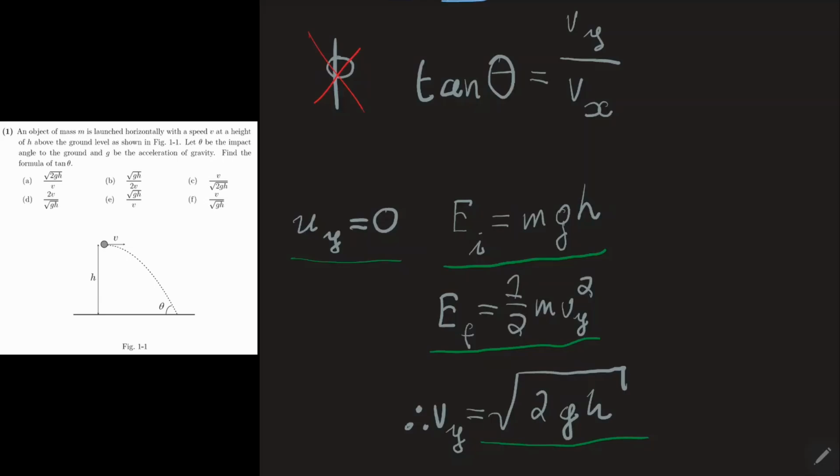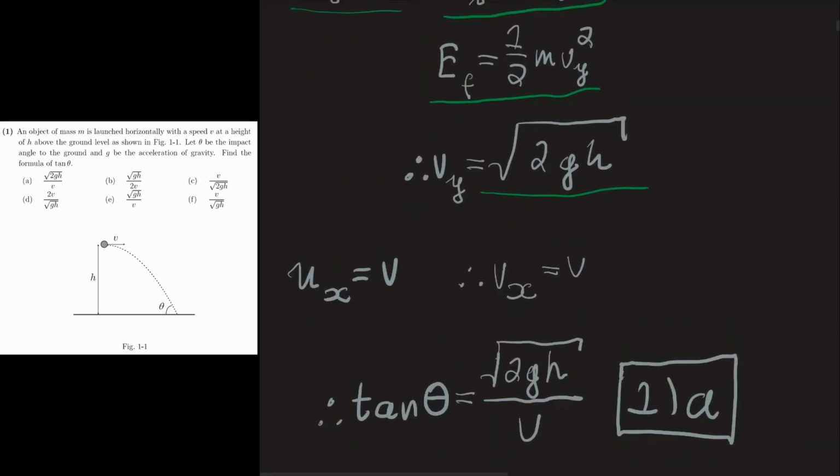Next, we can find the horizontal component, and this one's a lot simpler. Initially, the horizontal velocity is v, which is just given in the question. Now, the horizontal component of a projectile's velocity does not change because it does not have any acceleration on it, so it stays the same. So that means the horizontal velocity at impact will also just be v. So of all that, we can find that the tangent of theta equals the square root of 2gh over v, and that is option A.